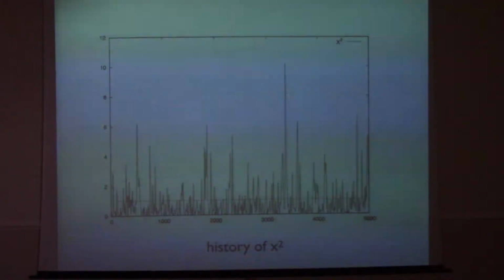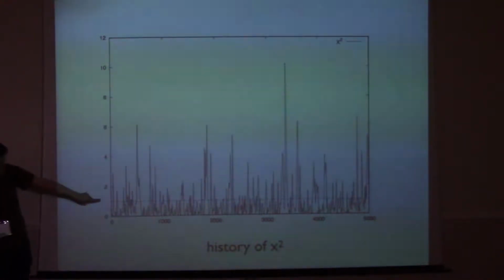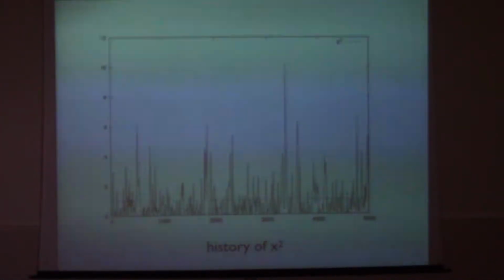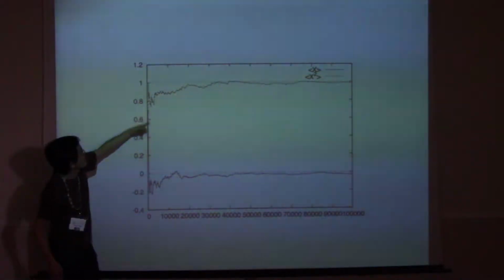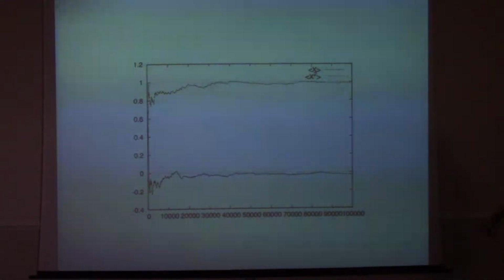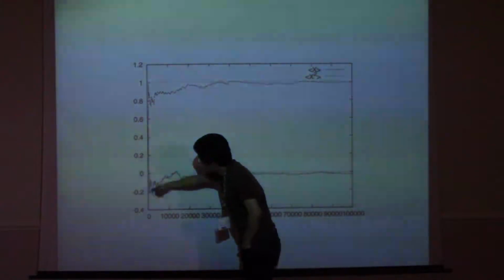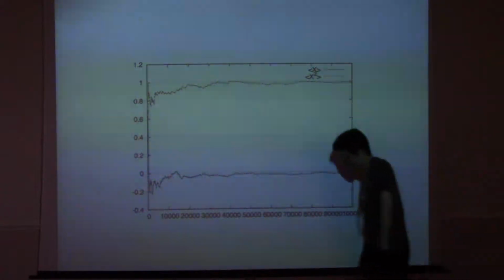And for example, if you plot how x squared changes, then it fluctuates like this. It of course takes just positive values. And the expectation value has to be 1. And actually, if you just take the average of these numbers, it changes like this. It starts around here and just fluctuates, converging to 1. And if you take the average of x itself, for example, it starts from 0, it fluctuates around here, but eventually it converges to 0. Convergence is actually a bit slow here.